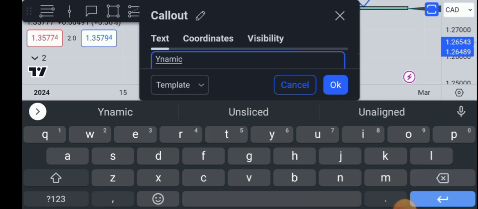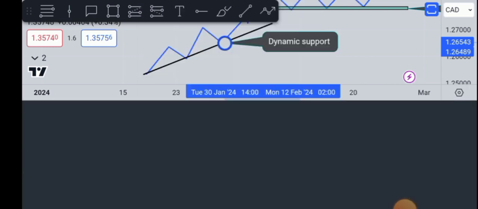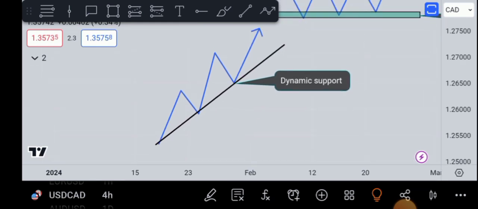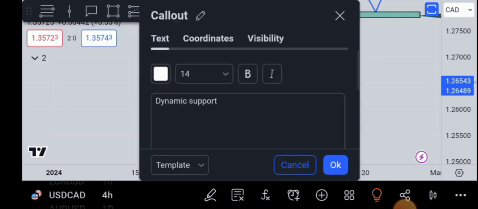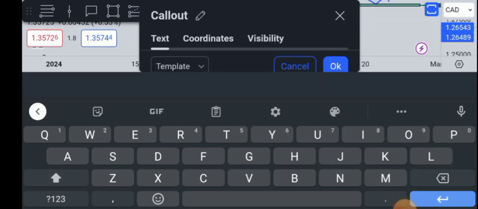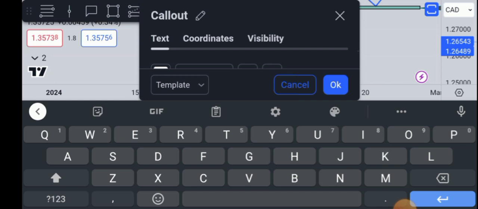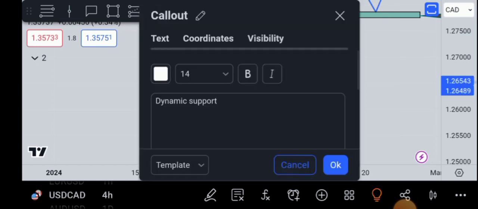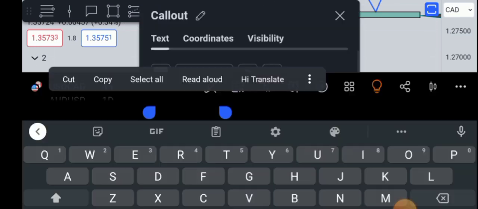Dynamic support. Right here we have dynamic support, and a dynamic support you can also call a trend line. Dynamic support can also be called a trend line.